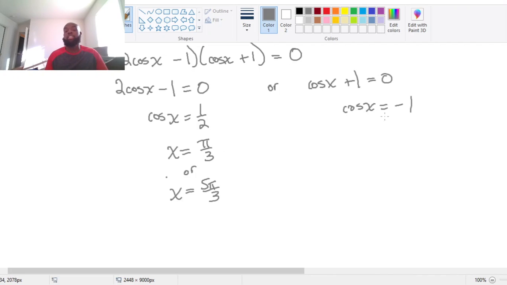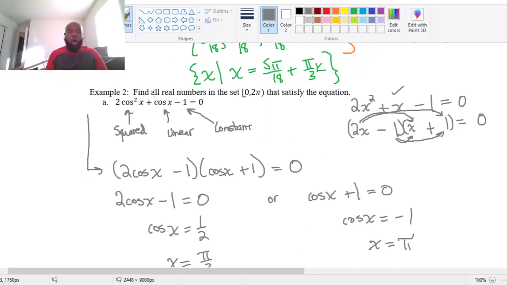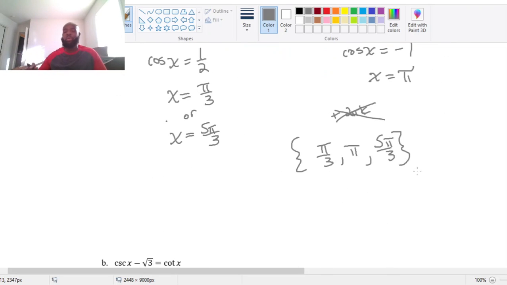All right, if I go to this equation here, I want to find the angle on my unit circle that has an x coordinate of -1, and that only occurs at x equals pi. And so my solution set here is pi over 3, pi, and 5 pi over 3. Notice here, I'm not adding the plus 2 pi k here. I'm not adding that because the instructions only wanted me to find all real numbers in this set from 0 to 2 pi. All right, so I don't have to go around my unit circle any further.